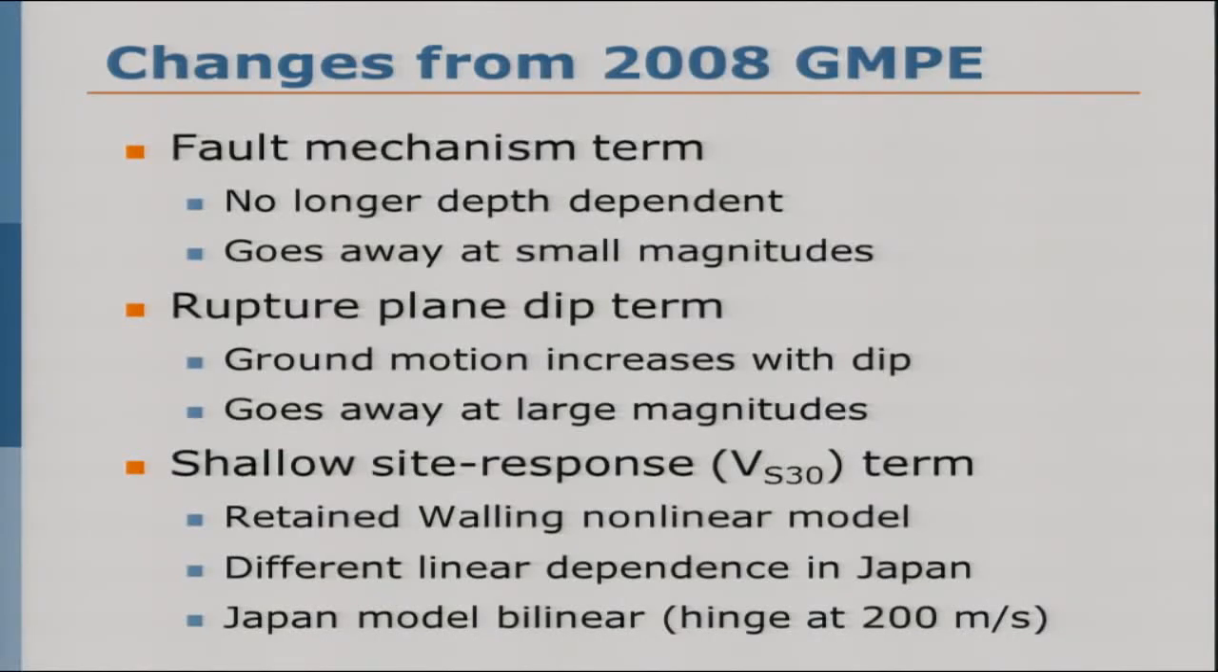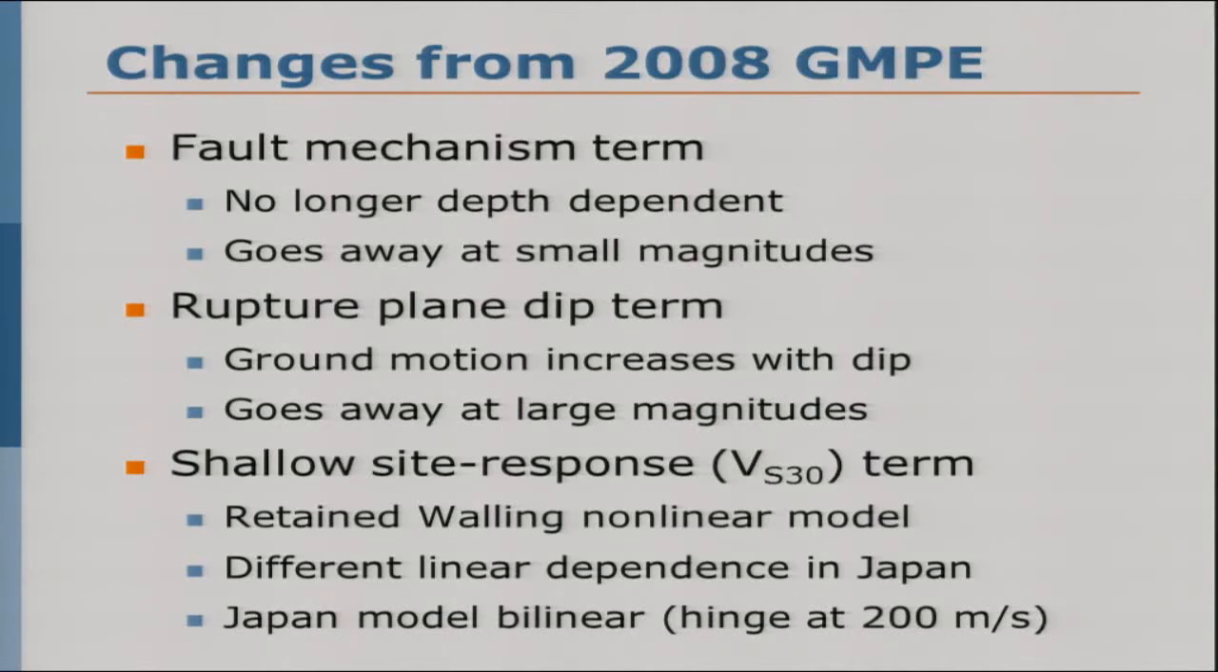We did find the dip of the rupture plane to be important, and again, this was important at small magnitudes, oddly enough. Very strong effect. So mechanism didn't seem to be important, but the dip of the rupture plane was, but that goes away at large magnitudes. And then for the shallow site response term, we did retain the Walling model.